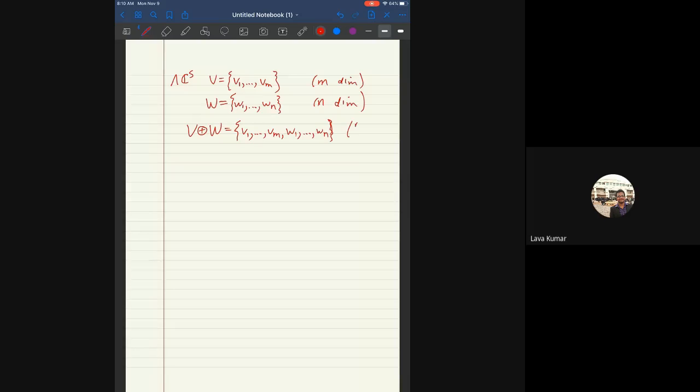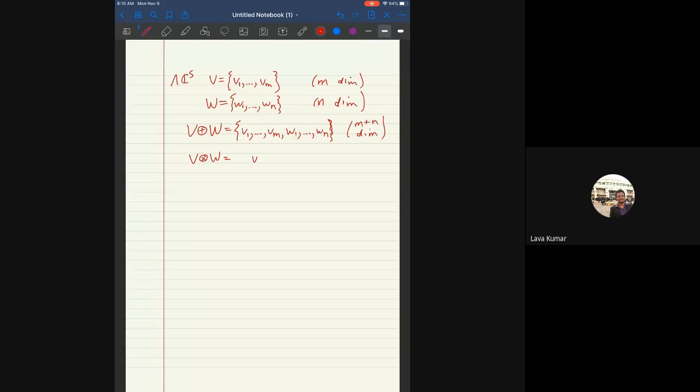Okay, so this is an m plus n dimensional vector space that I make from the previous 2. Alternatively, I can take the tensor product of these two vector spaces. And so by this, I mean that I can take any two basis elements.